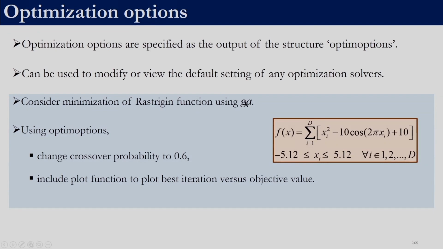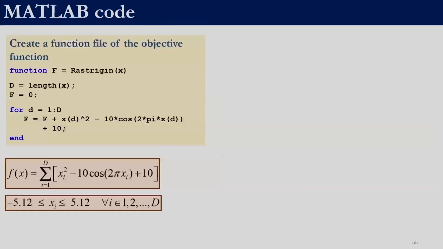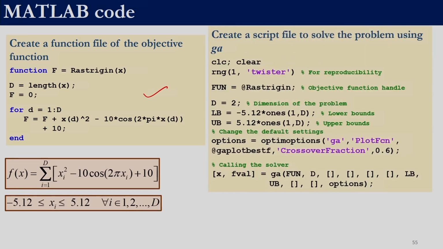Now what we will do is solve an optimization problem. Here we will not solve with default GA. We want to solve with the inbuilt function GA, but we want to work with a crossover probability of 0.6, and we also want a plot which will plot the iteration versus best objective function value. So, we will create a function file wherein we will write the objective function, and then this is the script file. All this we have discussed.